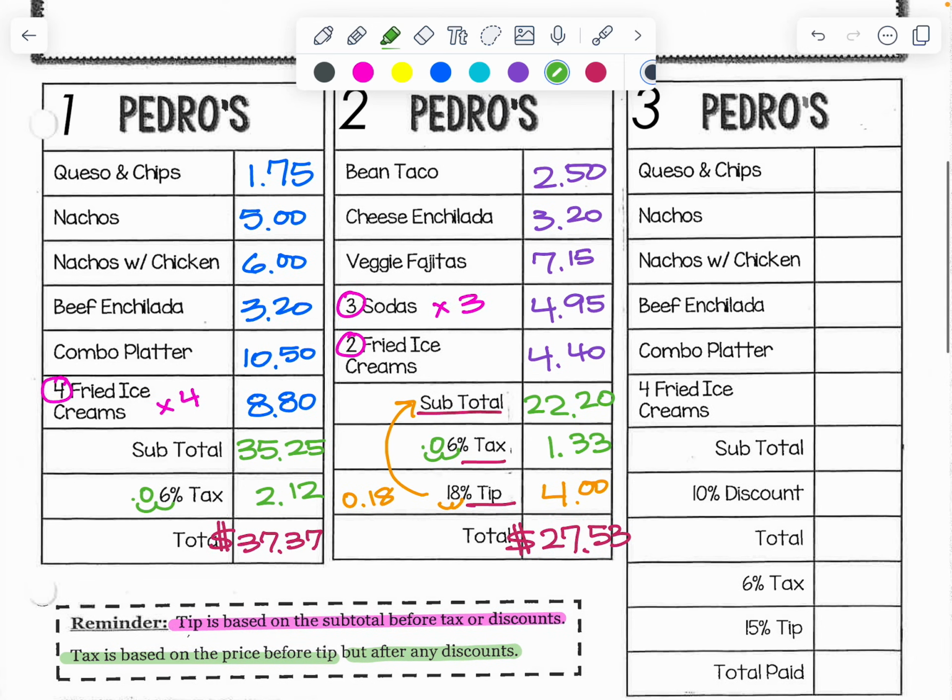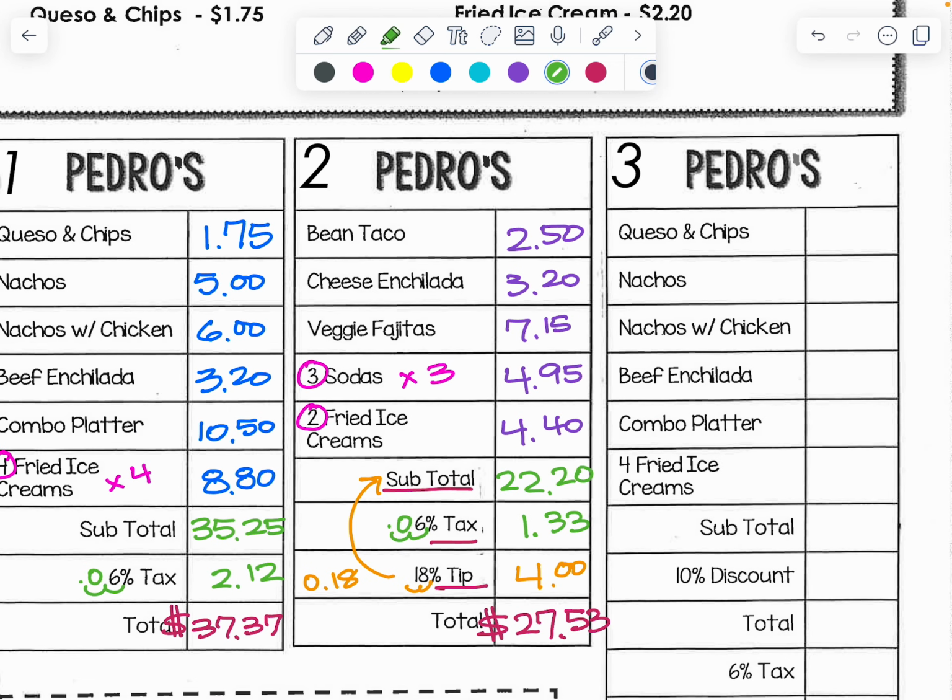All right, let's look at the last one. As we did before, let's go ahead and fill in all the amounts from the menu above. You should have $1.75, $5 nachos, $6 nacho with chicken. Oh my goodness, watch out, 4 ice creams. Didn't we do this already? We sure did. You should get $8.80. All right, grand total. Add all these up. You should get $35.25.